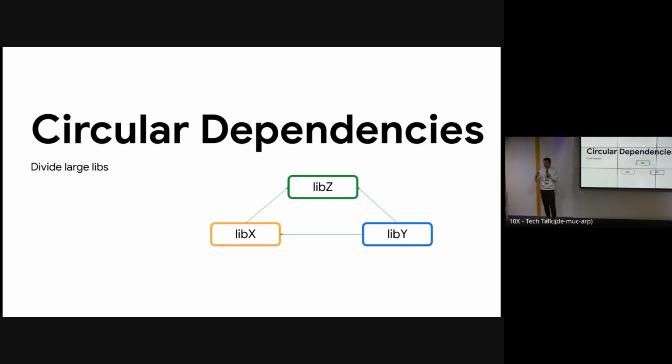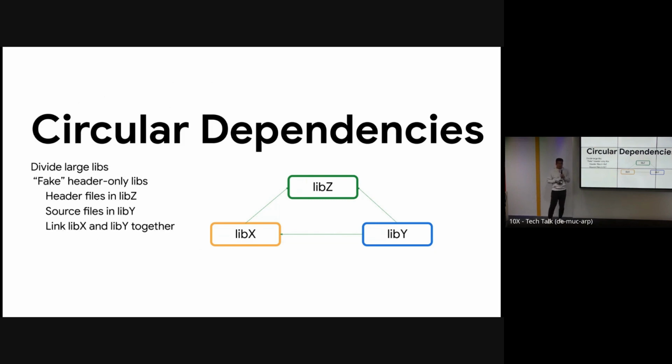We don't want to hold our migration too long, so we decided to create some fake header-only libraries. We move the header files from library Y, but we keep the source files in library Y. Now, library X built with library Z cannot be used alone. That's why we call it a fake header-only library. It has to be linked together with library Y, but that's totally okay for migration. We still recommend you fix this kind of issue after you finish the migration.